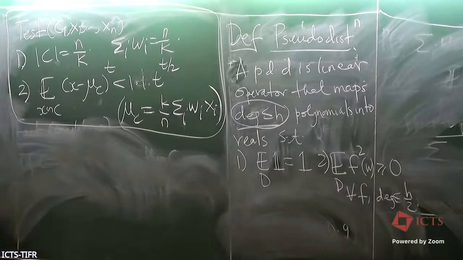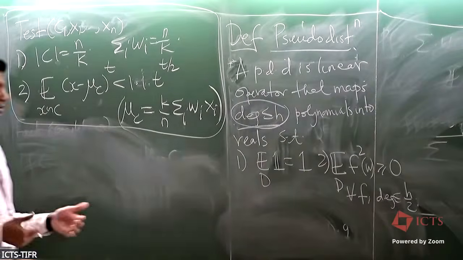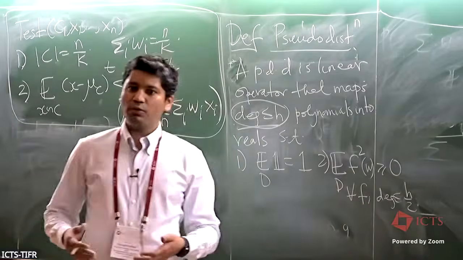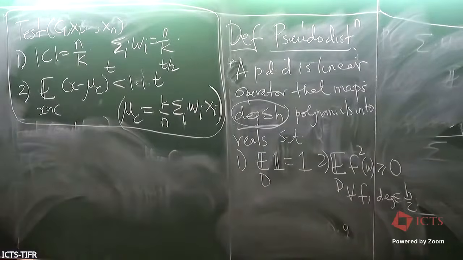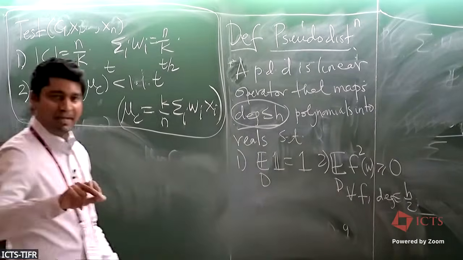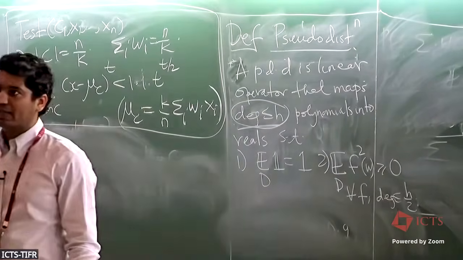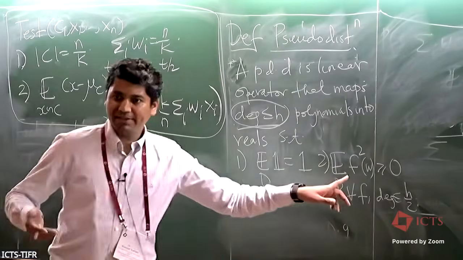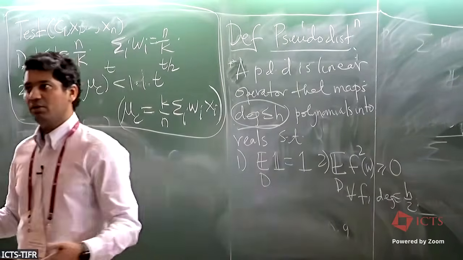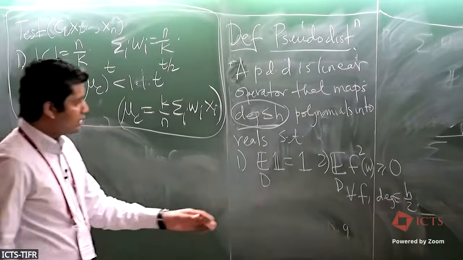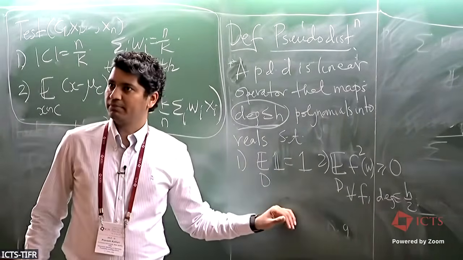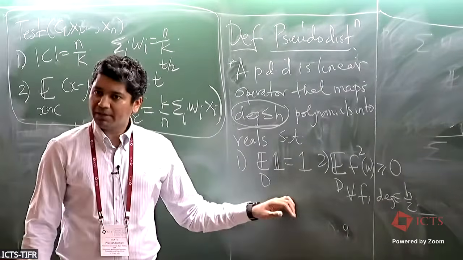Let me say some things about it in order to help understand it. Notice that an actual distribution in particular is a pseudo distribution of degree infinity because I can compute expectations of all polynomials. And if I take expectation of a function which is non-negative everywhere, then the expectation will necessarily be non-negative. Since a square is non-negative everywhere, the expectation of a square will always be non-negative. So any actual distribution will definitely satisfy these two properties, right? But this in particular is a restriction of it.